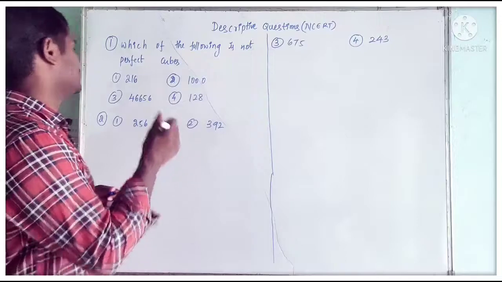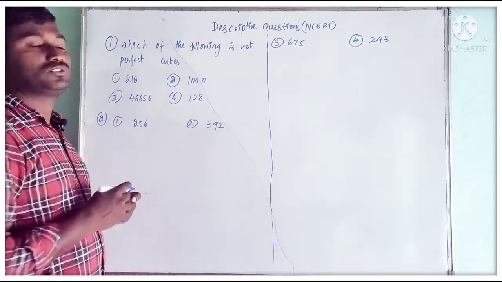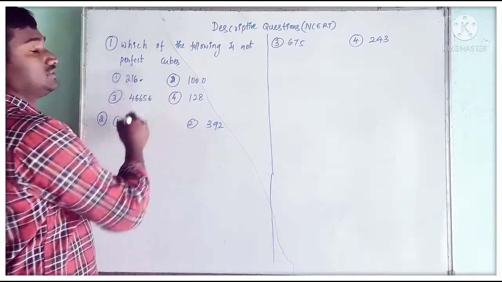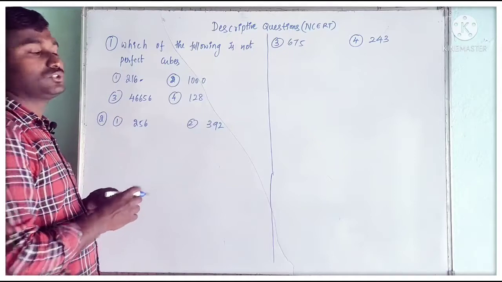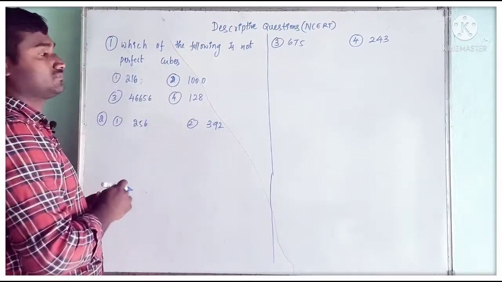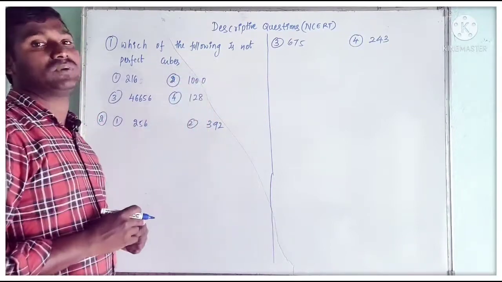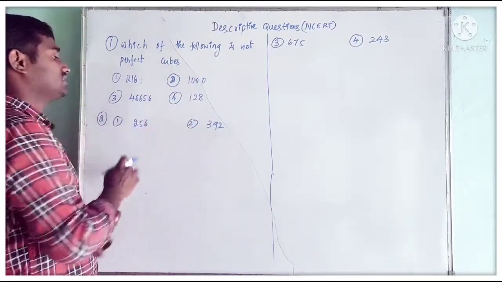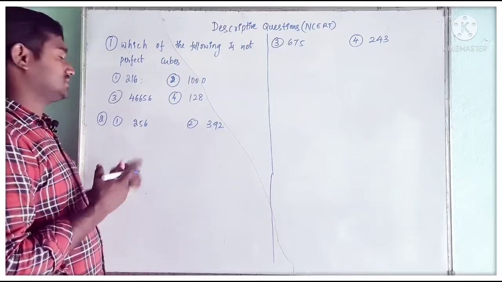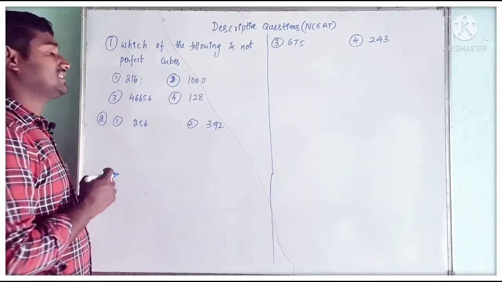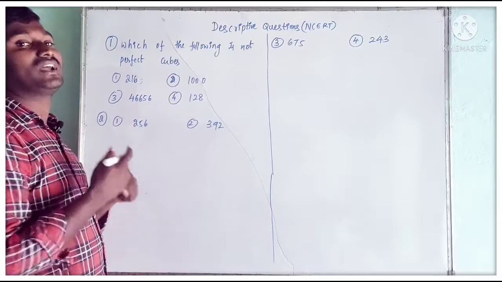So the first option, 216, is a perfect cube, it is the cube of 6. Next, 1000 is also a perfect cube, it is the cube of 10. And 46,656, is it a perfect cube or not? Let us see.